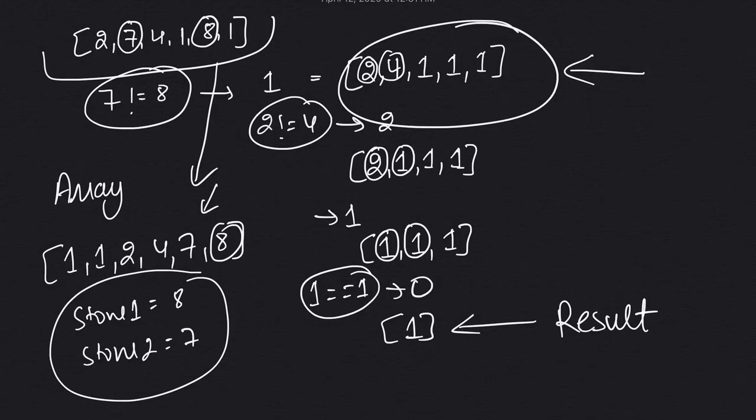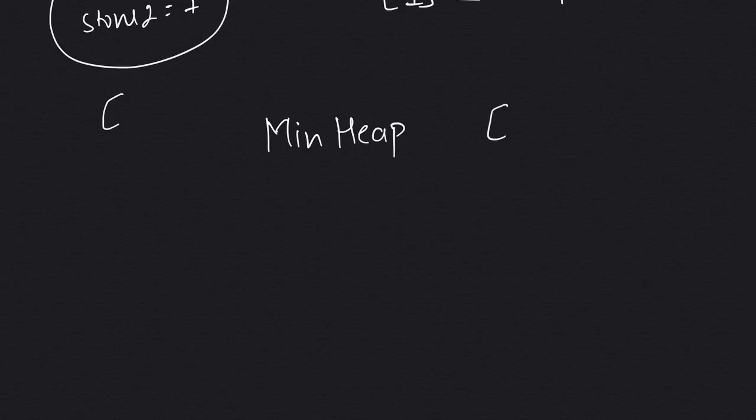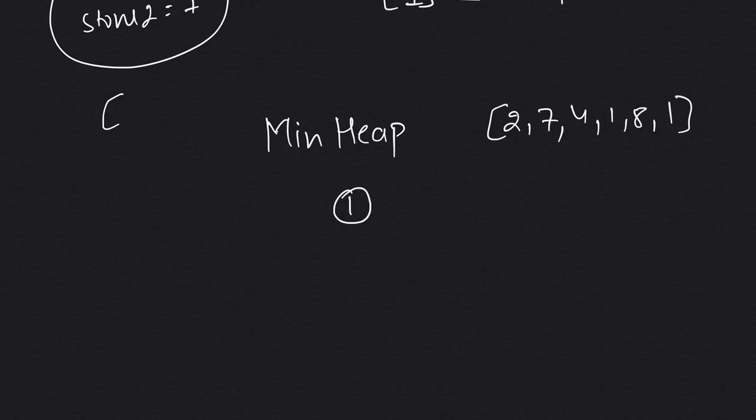The second way will be, we will use the min heap. And how min heap works, let's take our example again. 2, 7, 4, 1, 8, 1. So min heap will keep the minimum value on the top and it will go like this, down and down.